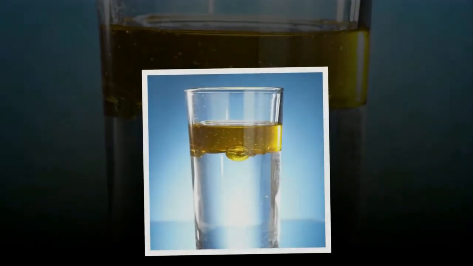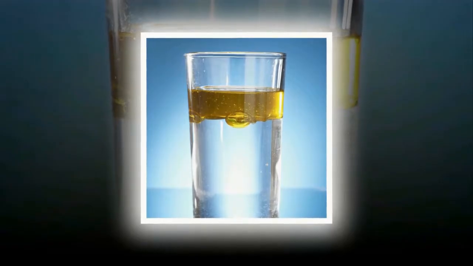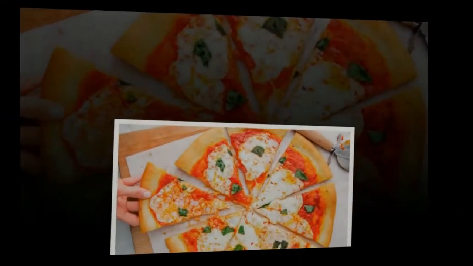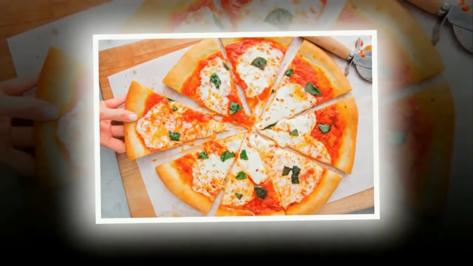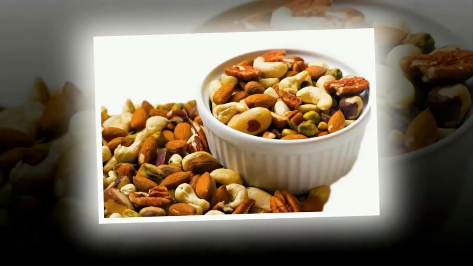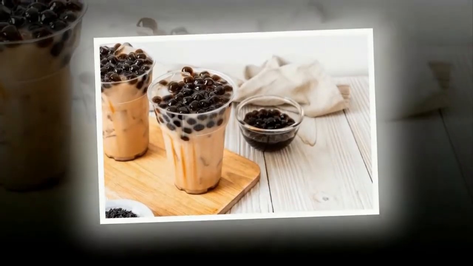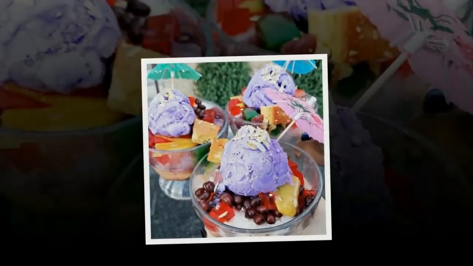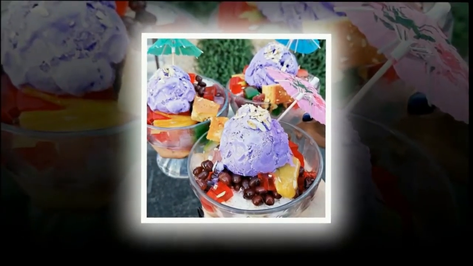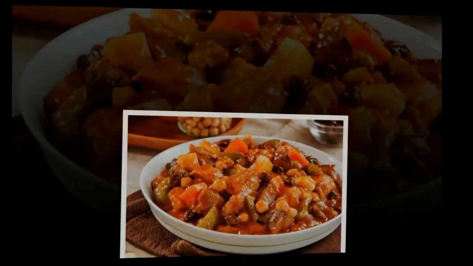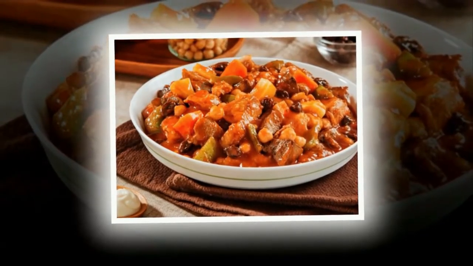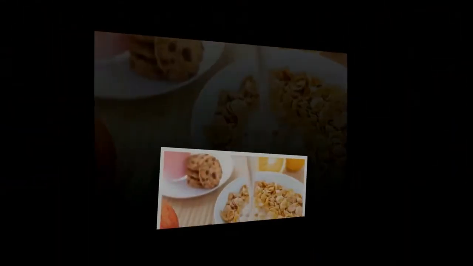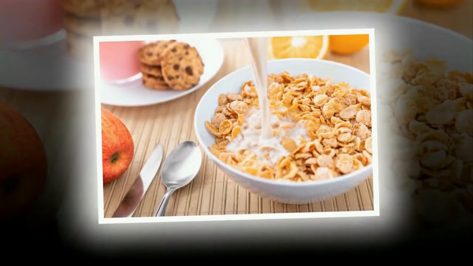oil with water, pizza, mixed nuts, milk tea, halo-halo, menudo, milk with cereal, and many more.